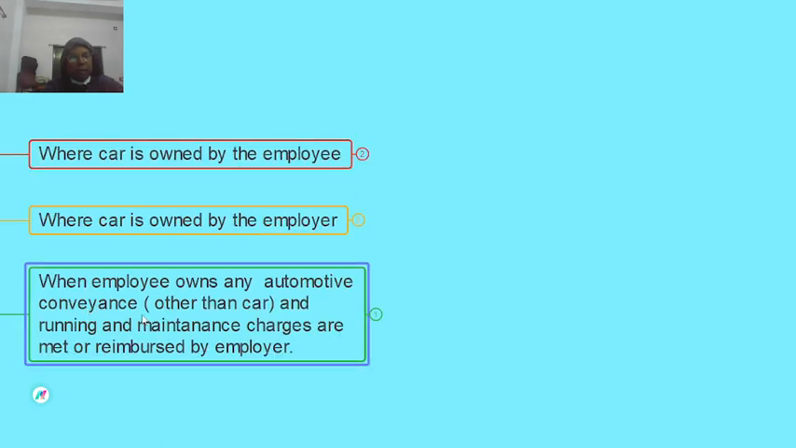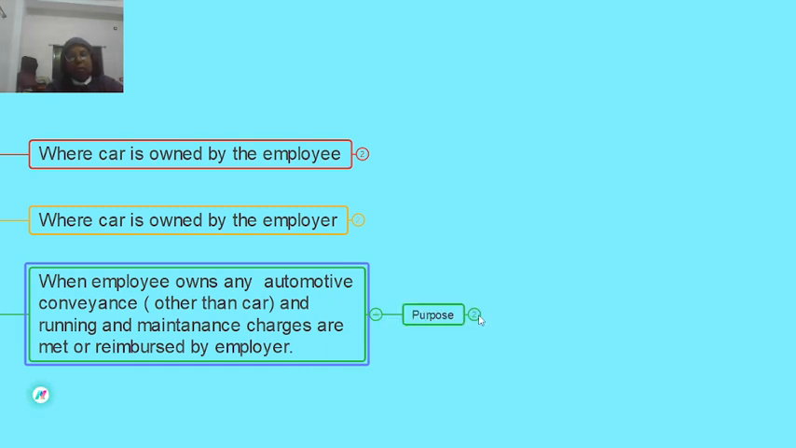Okay. When the employee owns any automotive conveyance other than a car, and the running and maintenance charges are made or reimbursed by the employer, since the employer reimburses or makes the expenses of the employee, then there will be a question of perquisite. So the question of perquisite will be there. So, how do I calculate the value of perquisite?